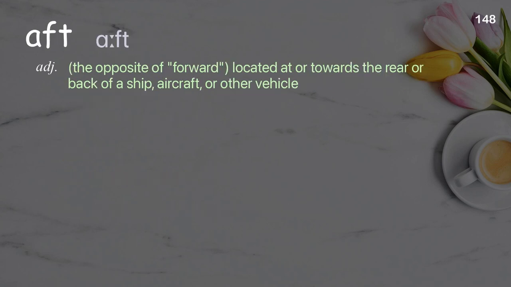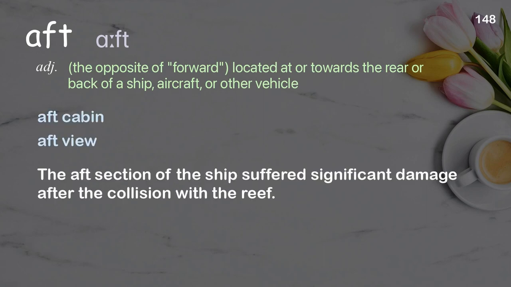Aft. The opposite of forward, located at or towards the rear or back of a ship, aircraft, or other vehicle. Examples: aft cabin. Aft view. The aft section of the ship suffered significant damage after the collision with the reef.